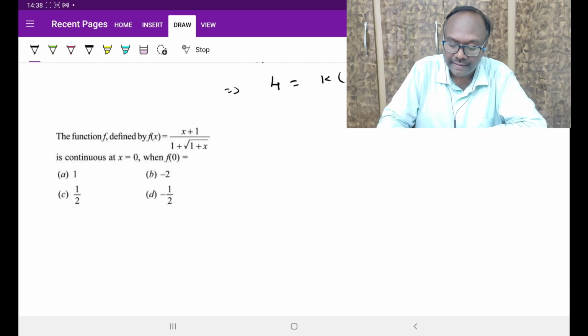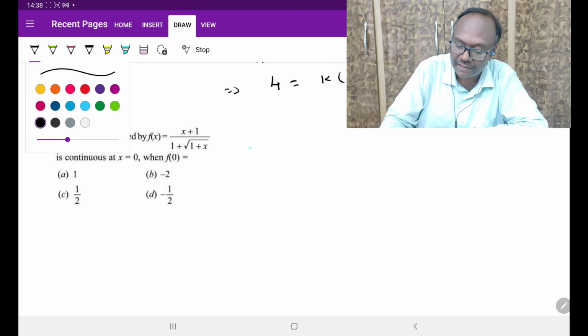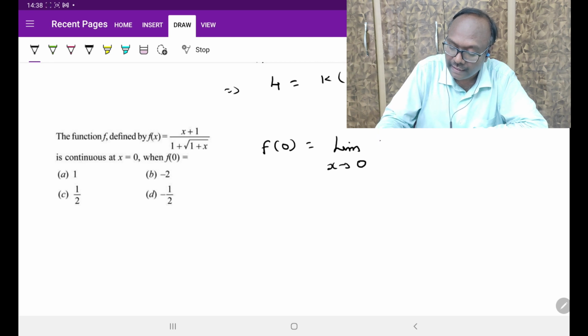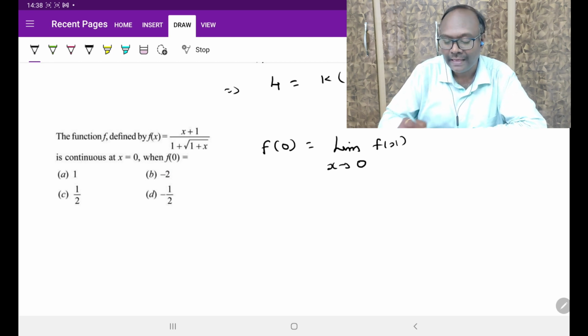Now coming to the next problem. The function f defined by f of x is x plus 1 by 1 plus root over 1 plus x is continuous at x equal to 0 when f of 0 equal to how much? So f of 0 should be equal to the limiting value of the function, then only we say the function is continuous. So f of 0 should be equal to limit x tends to 0 f of x. If the function is continuous at x equal to 0, then the value of the function should be equal to the limiting value of the function.